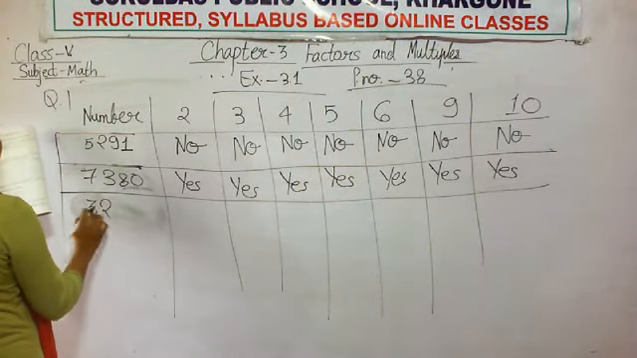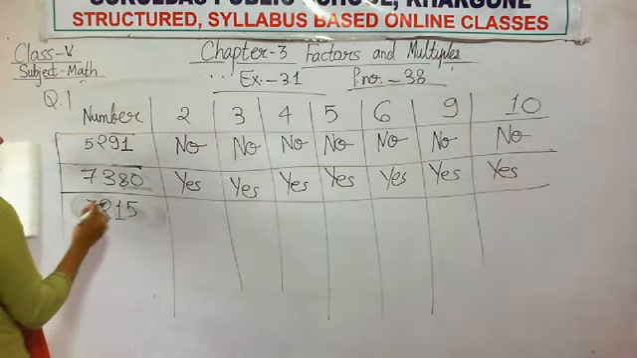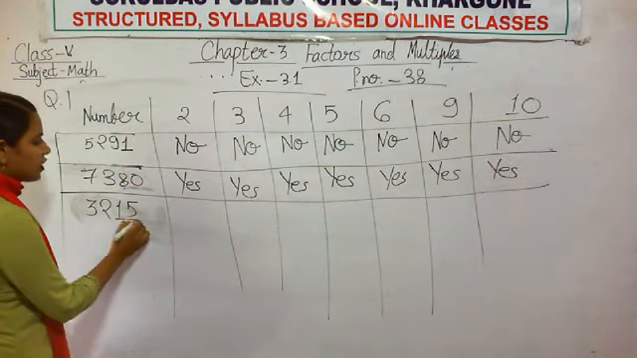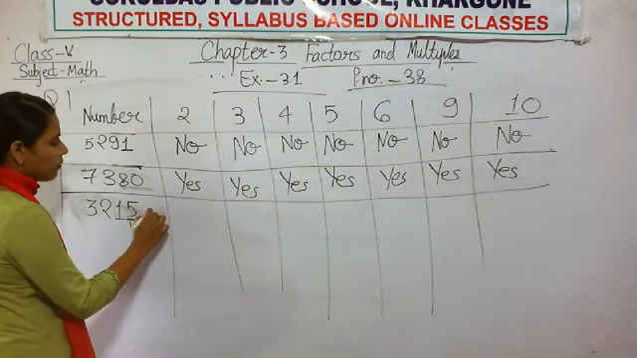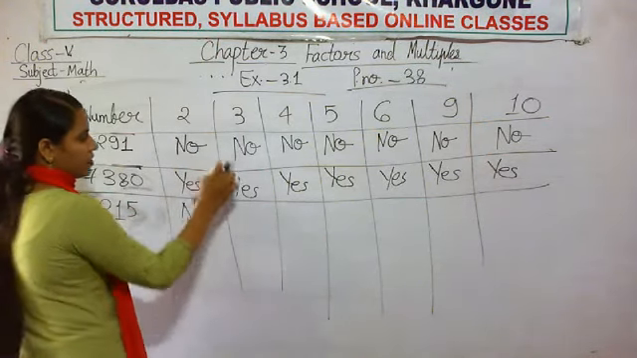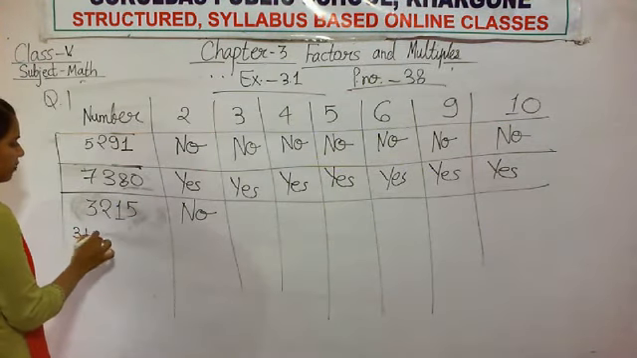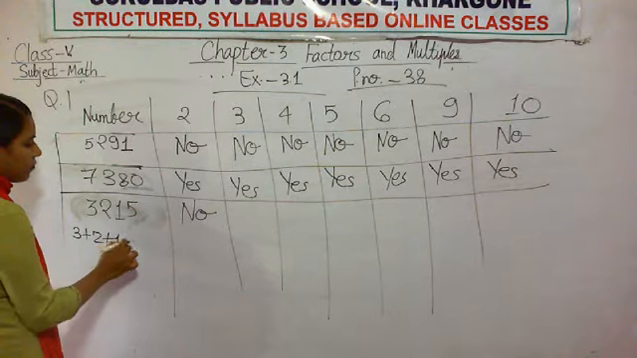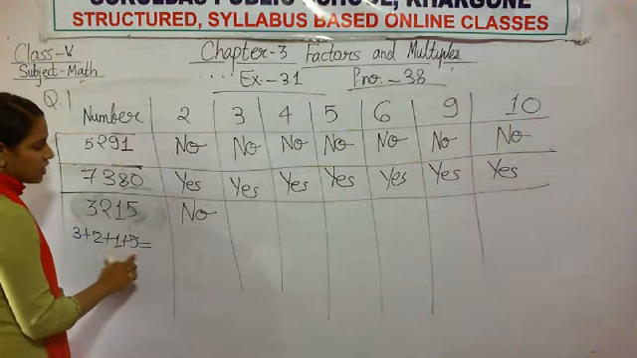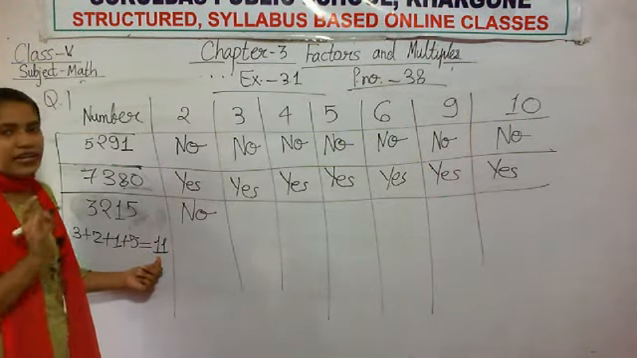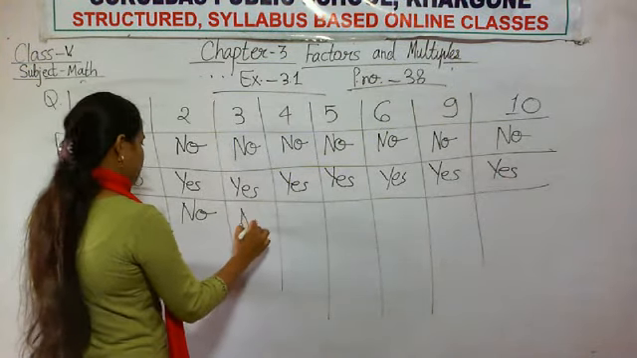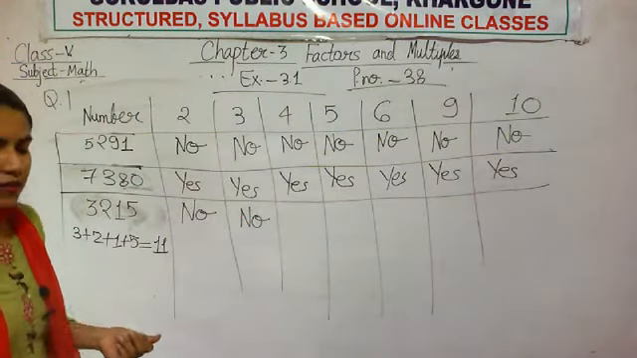Next number is 3215. Now check the divisibility by 2. For checking the divisibility by 2, you check the ones place. Here the ones place is not an even number. So no, it is not divisible by 2. Now divisibility by 3. For checking divisibility by 3, you find the sum of all the digits of the number. 3 plus 2 is 5, 5 plus 1 is 6, 6 plus 5 is 11. So here 11 is not a multiple of 3. So no, this number is not divisible by 3.